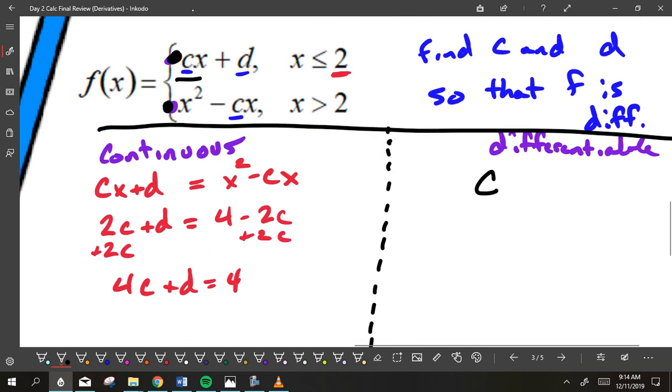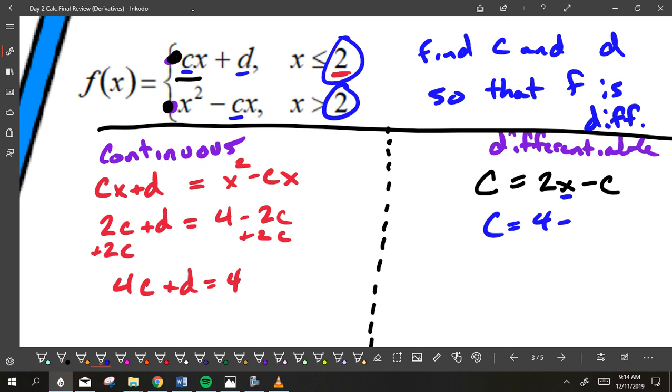The second one, I'm taking the derivative of x squared. That's going to be 2x. And the derivative of minus cx would be minus c, because the derivative of negative 3x would be negative 3. There's my derivative. What do you think I'm going to do with that derivative? Solve for c. What's going to go in for x here? 2, because I'm figuring it out when x is 2. So c is going to be equal to 4 minus c.